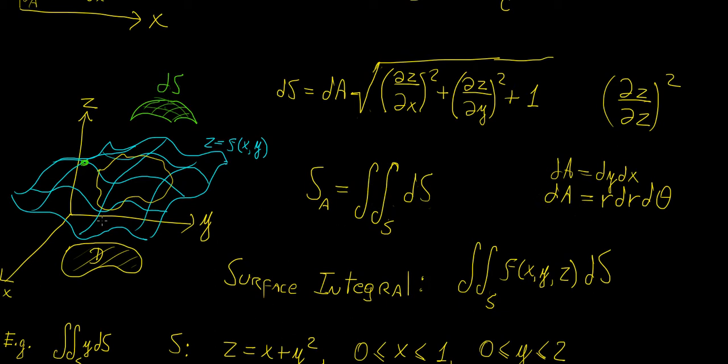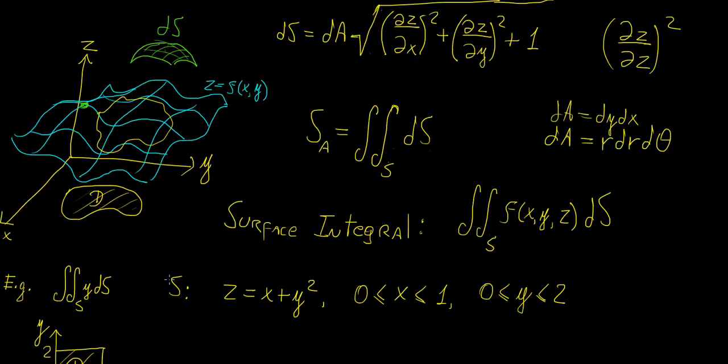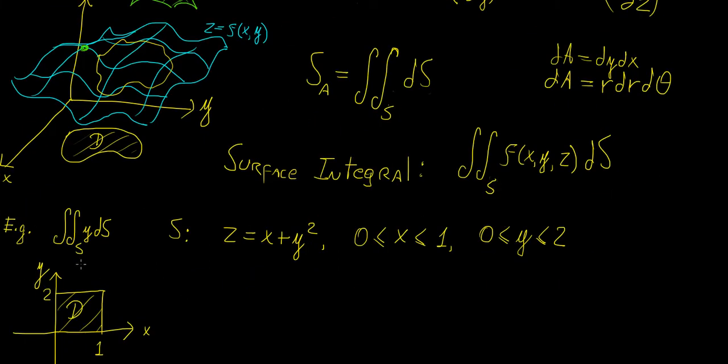So now, in order to show you how this works, I'm going to show you how to solve this example. We're given a function that is solely a function of y here, and we want to evaluate the surface integral with respect to that function. The surface we're given is defined by this function of two variables, z equals x plus y squared, and we're given the limits on x and y.